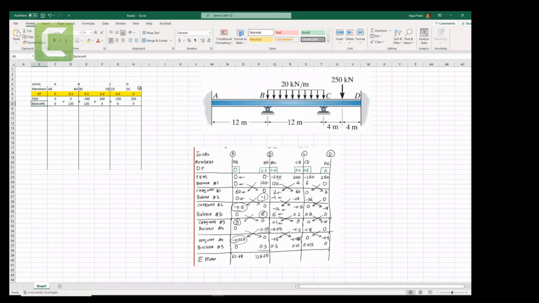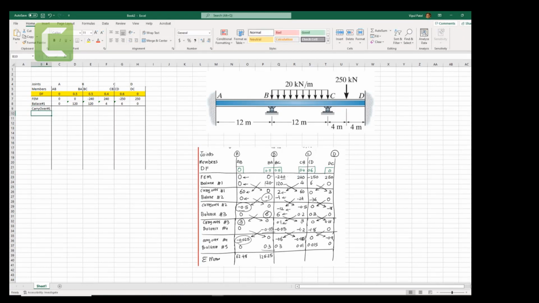Then we do carry over 1. Let's make it more space for that one. In the carryover, if you remember that, we need to multiply these ones equal to these ones times by 0.5, equal to this one's times 0.5, right? This one carry here. So this one times 0.5 equal to this one times 0.5 and equal to this one times 0.5 and equal to this one times 0.5.